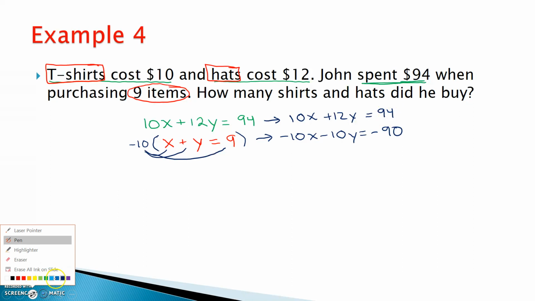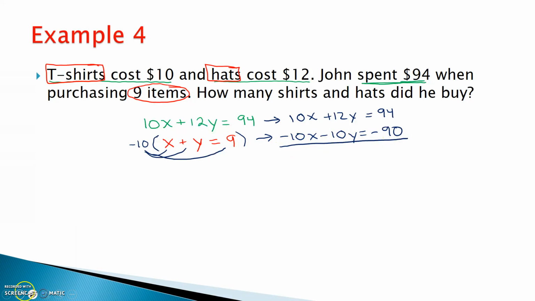All right, so again, it's called elimination because something has to cancel out. Something has to get eliminated. Here, I'm going to have 10x minus 10x cancels out. 12y minus 10y is going to give me 2y is equal to 94 minus 90, which is equal to 4. Well, if I divide both sides here by 2, y is going to equal 2.